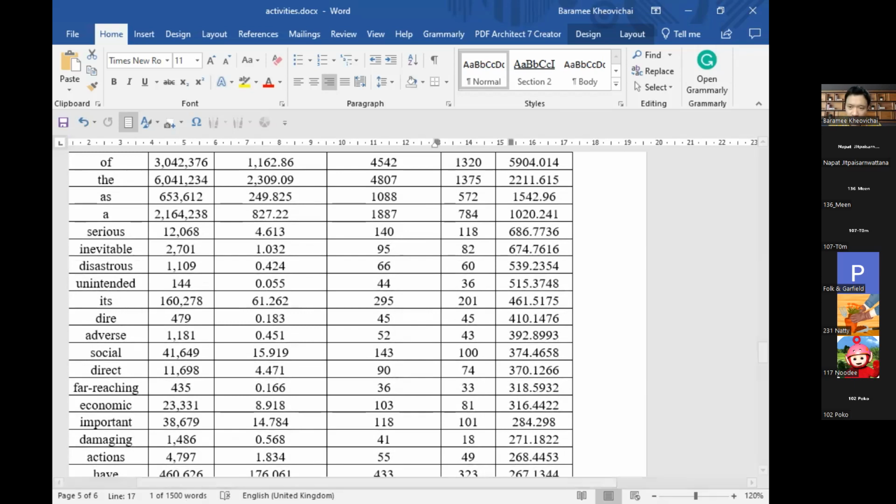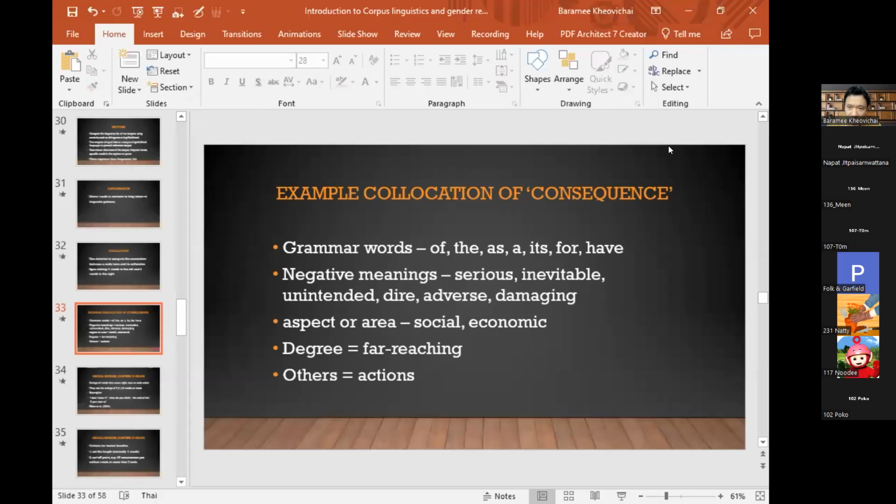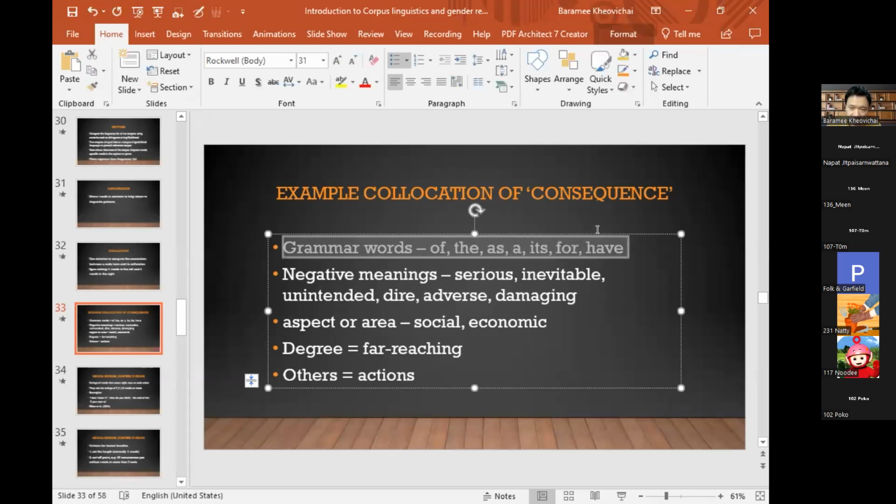So you have many kinds of collocation here, and we can group these collocations. These are the grammatical words that tend to occur with consequence, and we have the group of collocations with negative meaning like serious, inevitable, unintended, dire, adverse, or damaging. We have aspects or areas of the consequence like social consequence, economic consequence. We have the words related to degree like far-reaching consequence. And we have the word actions, which is also a collocation of consequence.